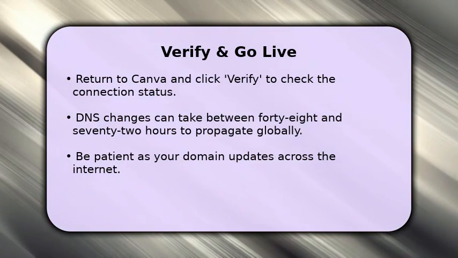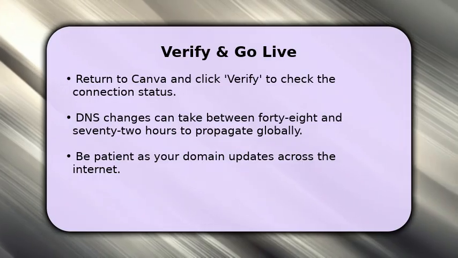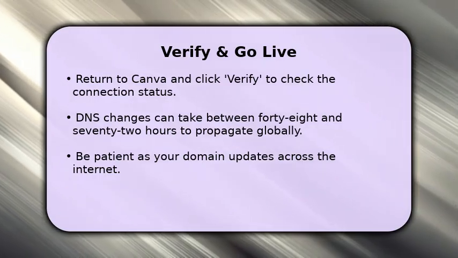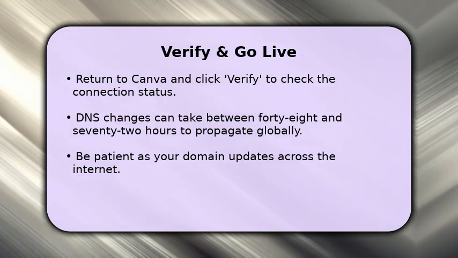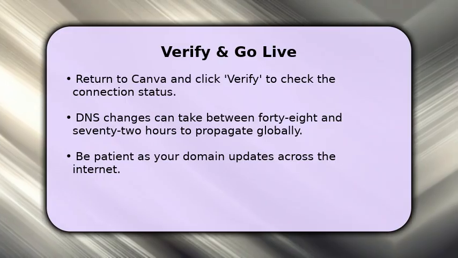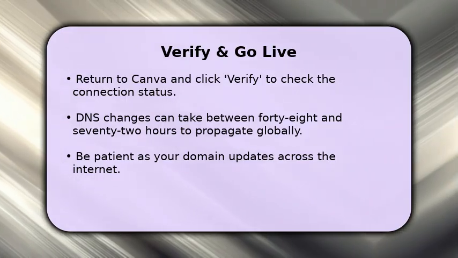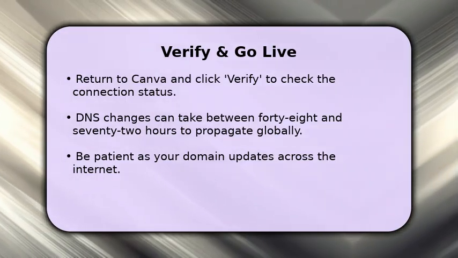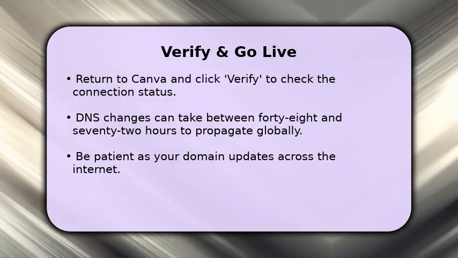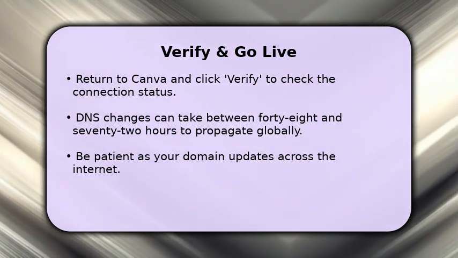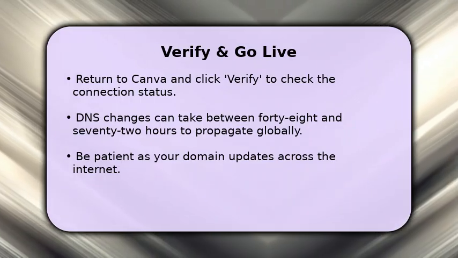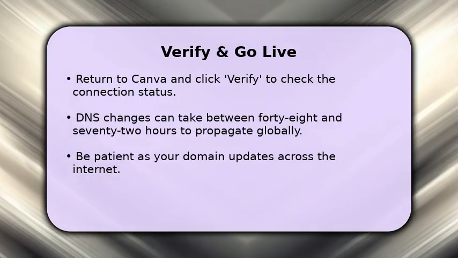After updating your DNS records in GoDaddy, return to Canva and click the Verify button to check if the connection is successful. Keep in mind that DNS changes do not happen instantly. They can take anywhere from 48 to 72 hours to fully propagate across the internet. Please be patient during this period. Once propagation is complete, your Canva website will be live and accessible through your custom GoDaddy domain, ready for the world to see.